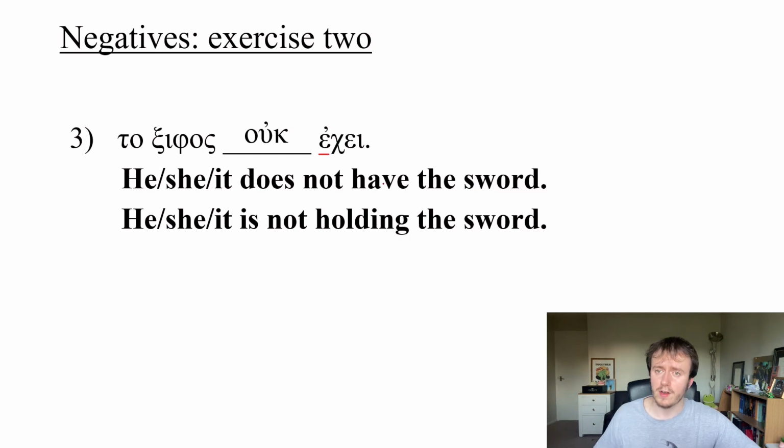We didn't actually have a nominative noun or pronoun, so we had to get it from the person ending a, which is the he, she or it person ending. So uk eche was he, she or it does not have, or does not hold, or is not holding, and toxipos was the sword in the accusative singular.